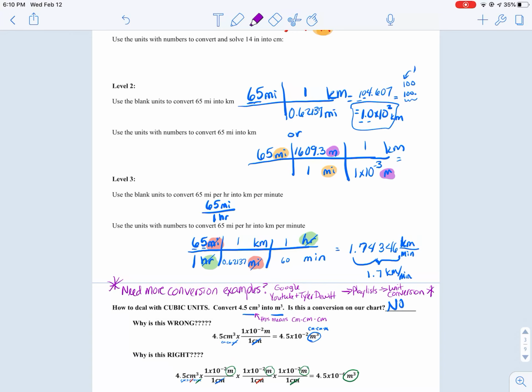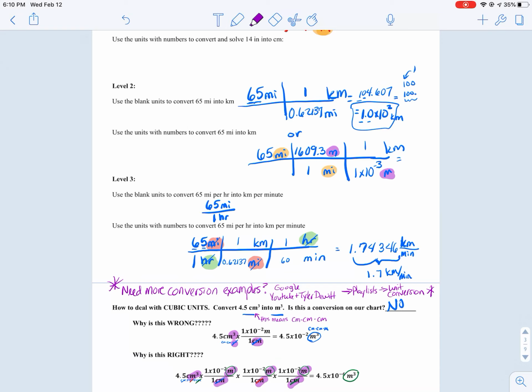Okay, and then the next question is, how do you deal with cubic units? Well, right here, this is what's tricky. If we have a cubic unit, I can't say that 1 centimeter is going to cancel out all 3 of those centimeters that are in that cubic unit. All it does is cancel out one of them. So I'm left with some kind of weird units at the end. So instead, whenever you have a cubic unit, what you have to do is a centimeter into a meter, centimeter into a meter, and a centimeter into a meter.